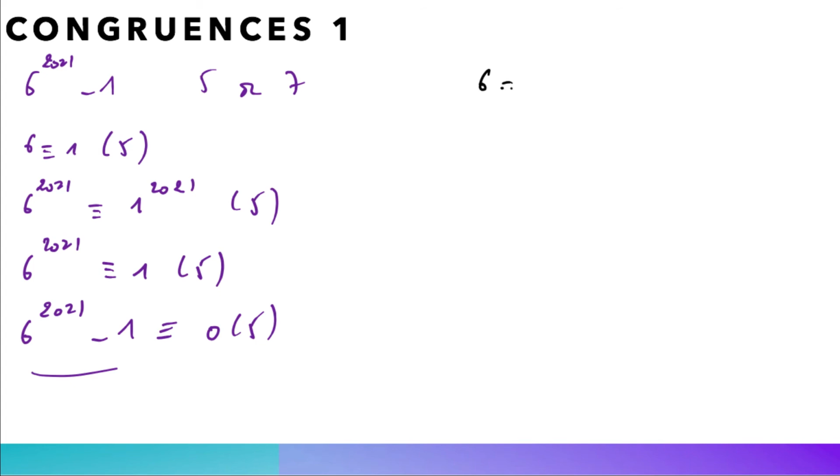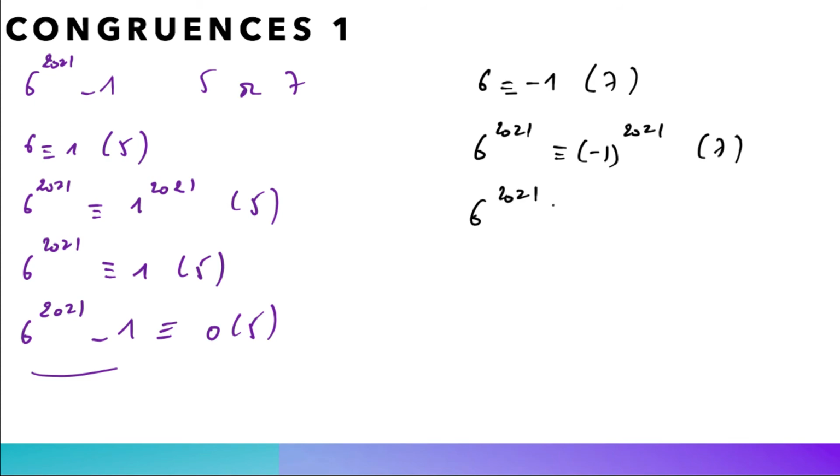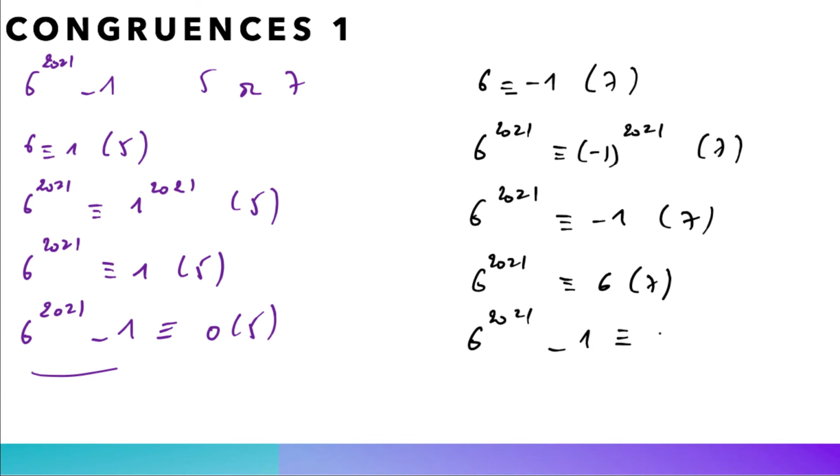We know that 6 is congruent to minus 1 modulo 7, from which we deduce that 6 powers 2021 is congruent to minus 1 powers 2021 modulo 7, and we know that minus 1 powers 2021 is the same thing as minus 1, so 6 powers 2021 is congruent to minus 1 modulo 7, and minus 1 modulo 7 actually is 6 modulo 7, so we deduce that 6 powers 2021 is congruent to 6 modulo 7, which means that 6 powers 2021 minus 1 is congruent to 6 minus 1, which is 5 modulo 7, and this means that the remainder of the division of this number here by 7 is equal to 5, which also means that 7 does not divide 6 powers 2021 minus 1. Whoa, congruences are actually a very powerful tool.